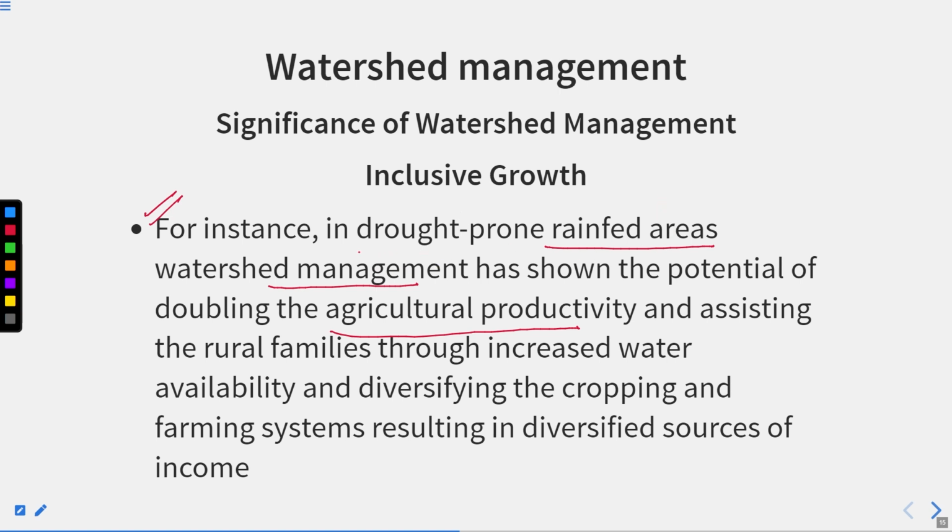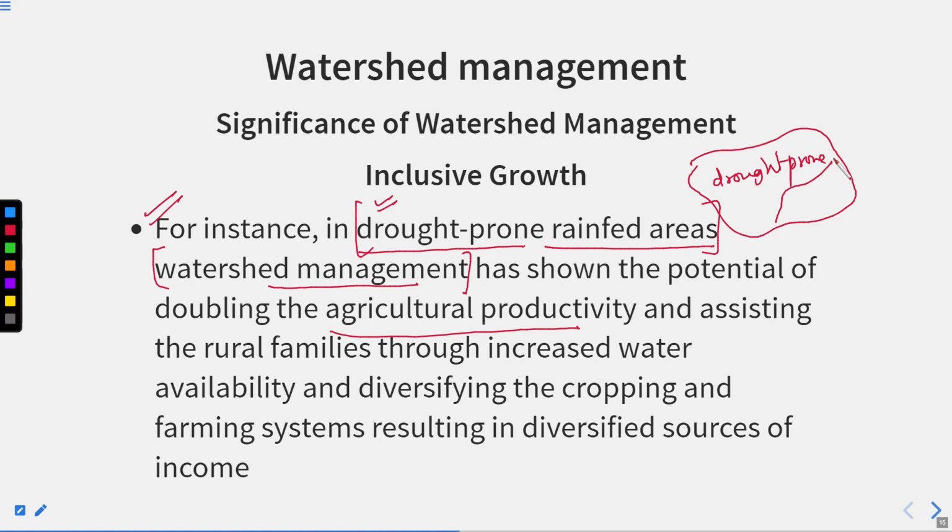For instance, there is a drought-prone, rain-fed area, an area which is having a lot of drought, no rain. Now, we are following the watershed management. Suppose this particular area is drought-prone, and here is one of the watershed areas, but it is dried now. From here, one water channel is coming, right, and it is joining this water body, the watershed, and another is going to some other place.